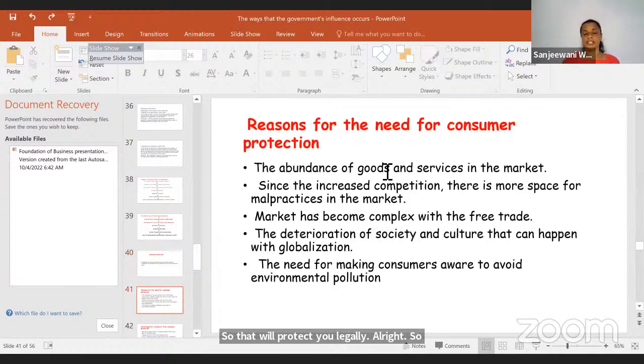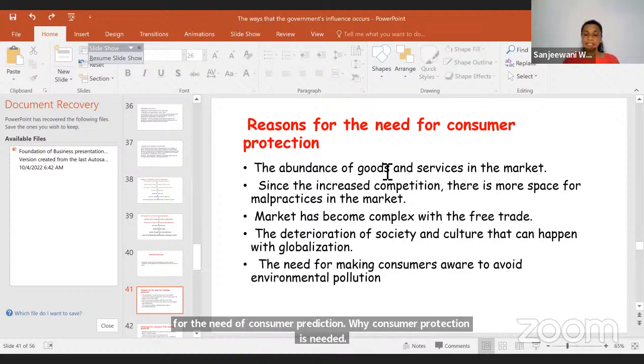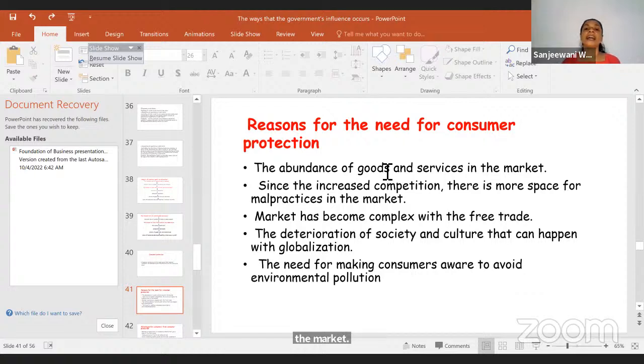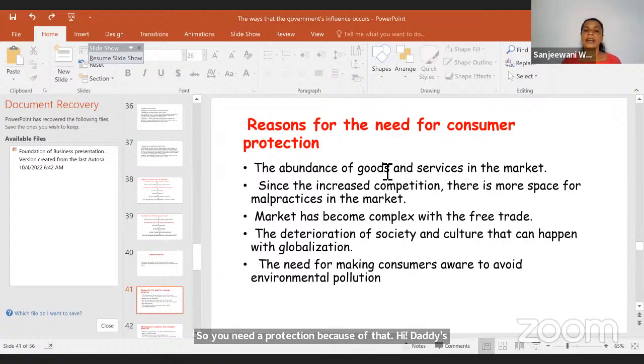So then, reasons for the need for consumer protection. Why is consumer protection needed, children? Now there are a lot of goods and services in the market, right? So you don't know what to choose, so you need proper guidance. You need protection because of that. That is one reason for the need for consumer protection.